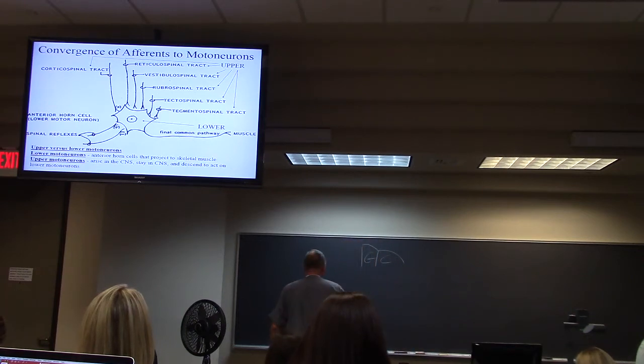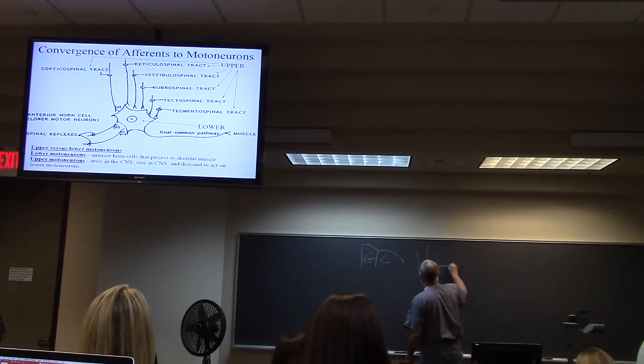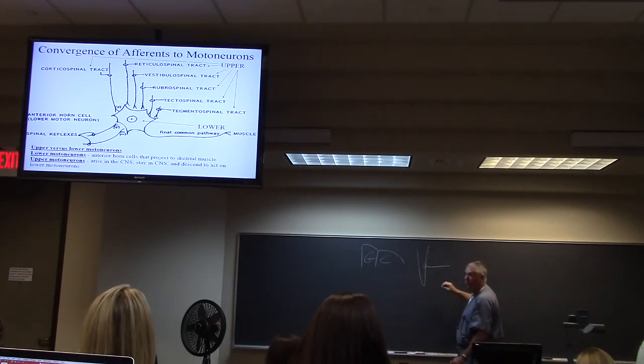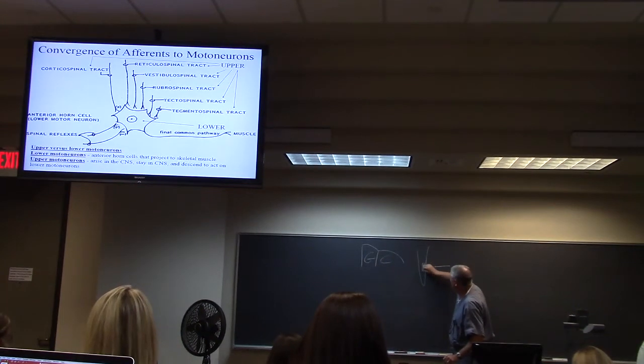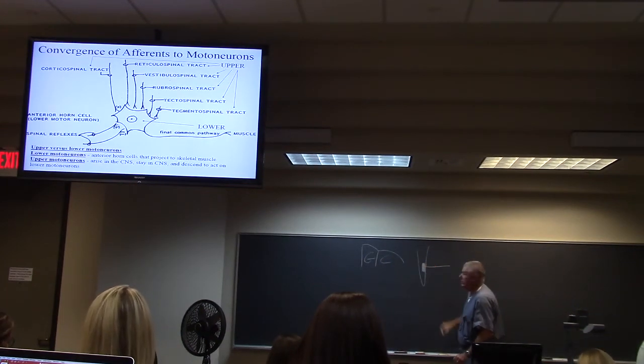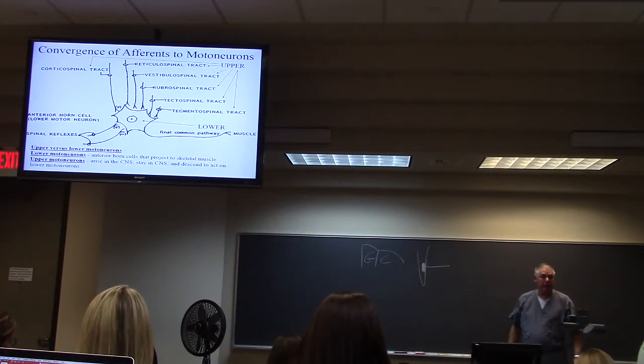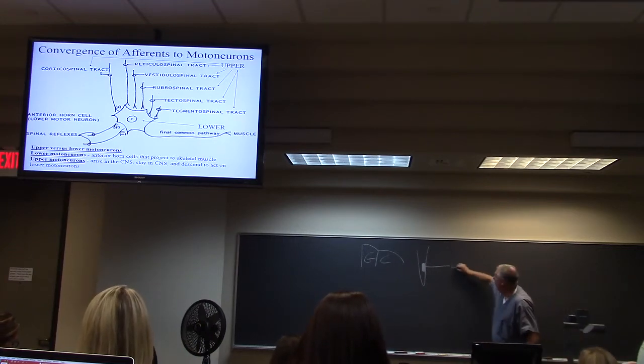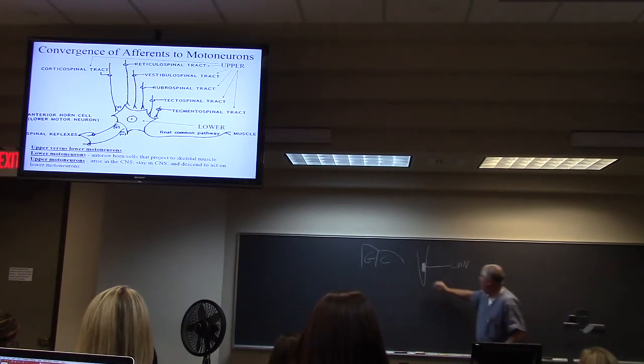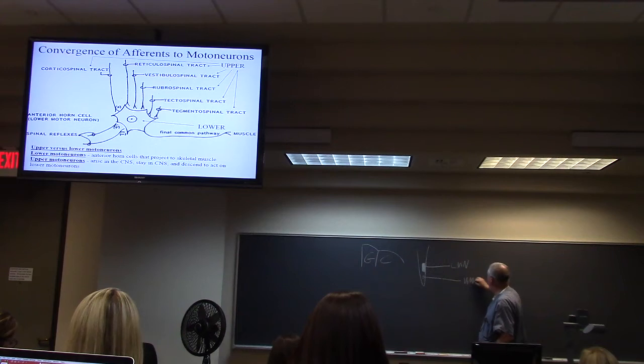So if I had the spinal cord here, and I got a gunshot wound right there, I just produced two types of lesions. I produced a lower motor neuron lesion there and an upper motor neuron lesion, everything below it. Got it?